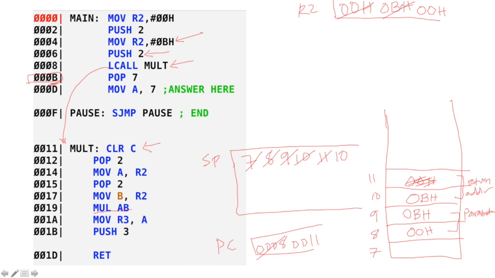Move R2 to the accumulator A. So now the accumulator is initialized to 0 in hex. We pop again once more into R2. So R2 is going to hold 0BH, and the stack pointer now changes to 9. So this is the current stack pointer. We multiply A and B.